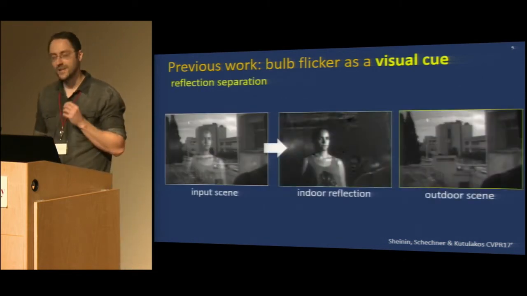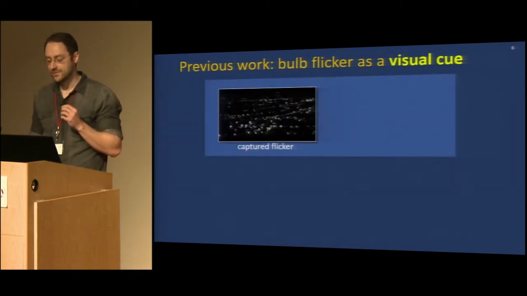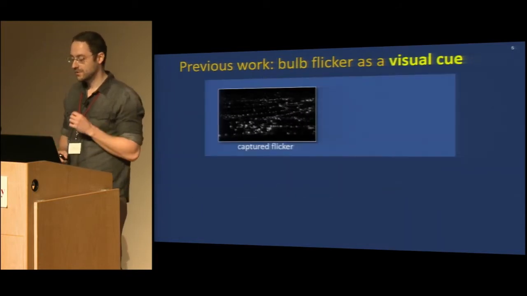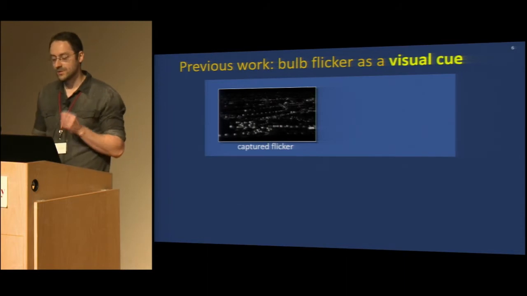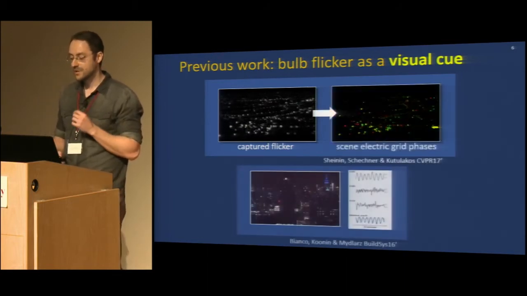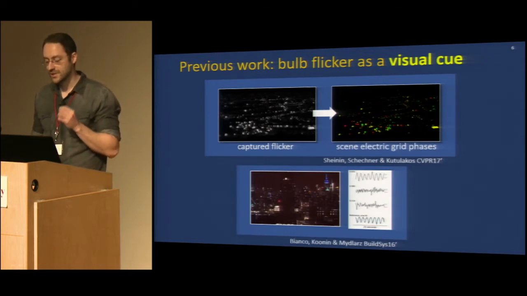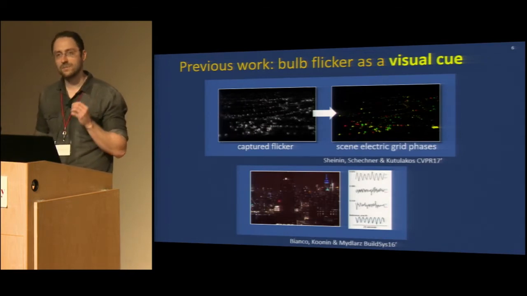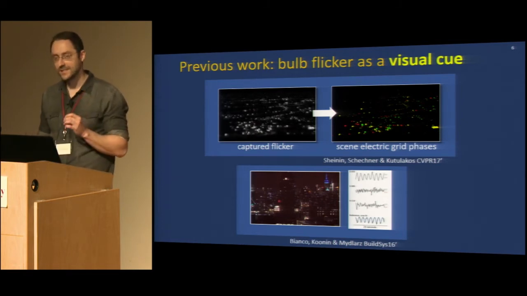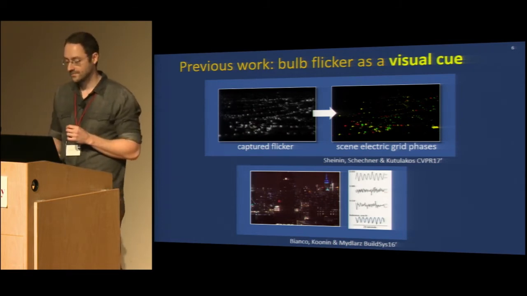Also, flicker analysis enables separating semi-reflections from windows. Moreover, flicker also depends on the electric grid that powers the bulbs. Therefore, for scene bulbs, flicker can be used to recover the electric grid phase and the temporal variation of that phase. Now, if you're not familiar with what a phase is, I'll talk about it shortly.